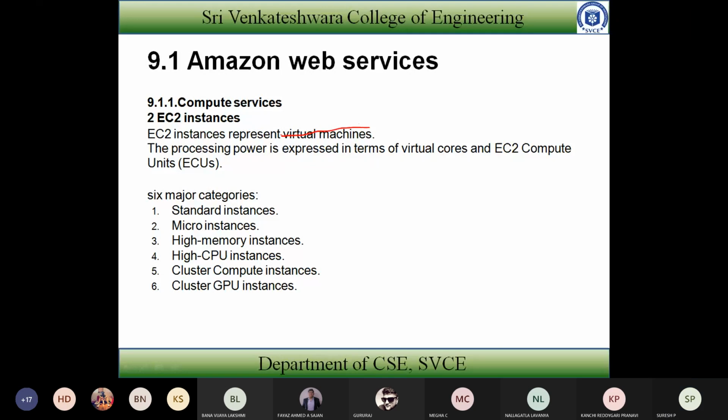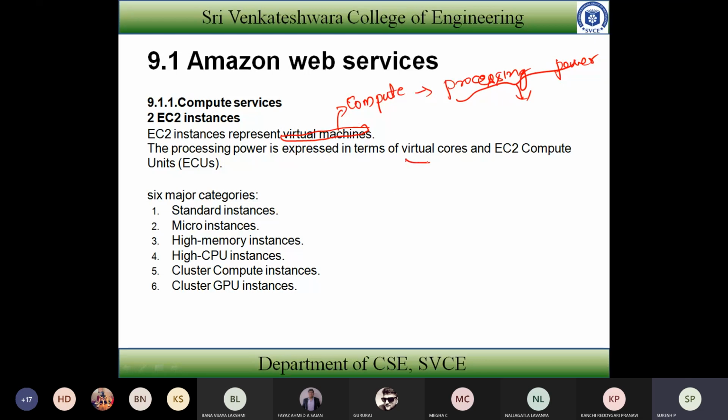So now when you are going to have the virtual machine or the compute system, it should have some processing speed, right? Processing speed, or processing power. So how is this processing power expressed? This processing power will be expressed in terms of virtual cores.